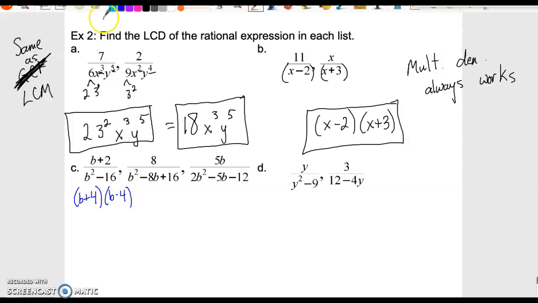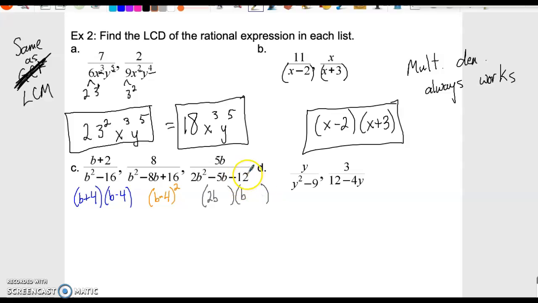That's a difference of squares. Let me change colors for this middle one. Instead of writing b minus 4 twice, it's to your benefit to write b minus 4 squared. And then this third one is a little bit more difficult, I would say, because you have that leading coefficient. But it'd have to be 2b times b.